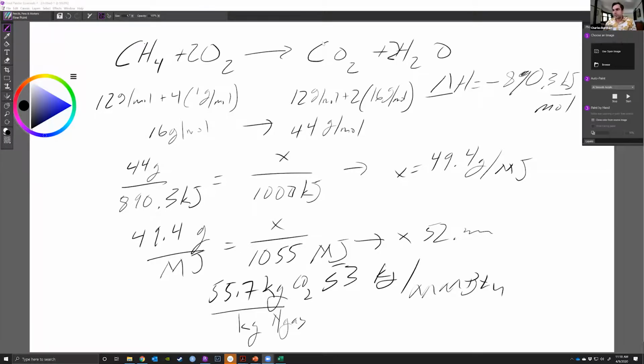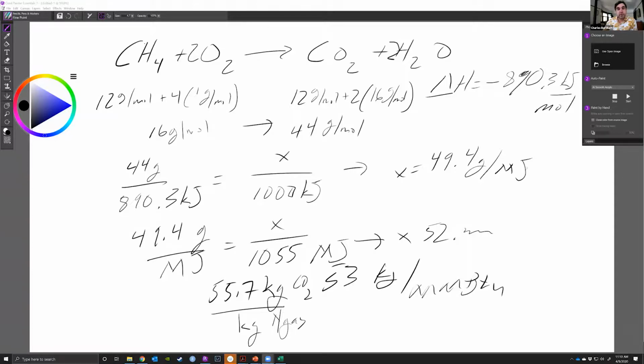So the units are a little different. We said 44 grams of CO2 is emitted when we burn a mole of methane. And when we burn that mole of methane, we get 890.3 kilojoules of energy. This is ugly, so let's convert it to a megajoule. We set up this ratio and proportion and get 49.4 grams per megajoule.